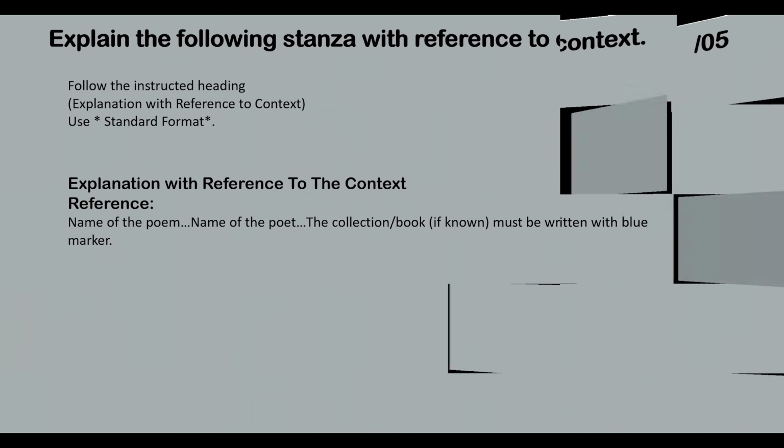Before starting the solution, write the proper heading: explanation with reference to context. This heading should be clear and neatly written because it tells the examiner exactly what type of question you are attempting. Now, let us come to the first and most important part, which is reference. In this section, you have to mention the name of the poem and the name of the poet. If the poem belongs to a particular book or collection and it is known, you may mention that as well to make your answer attractive and well organized. This part should preferably be written with a blue marker or blue pen.